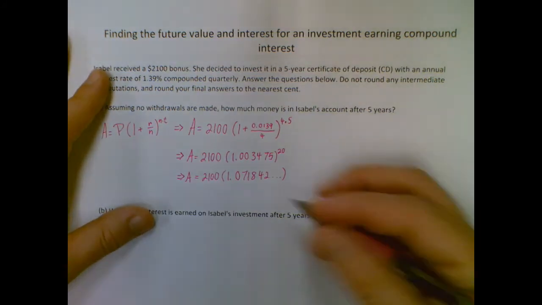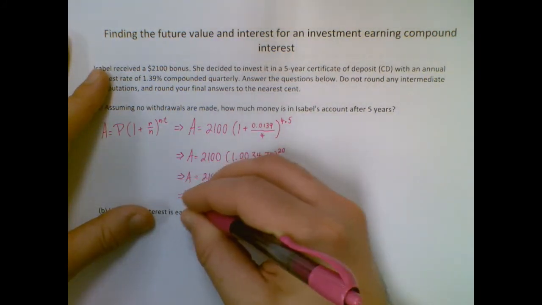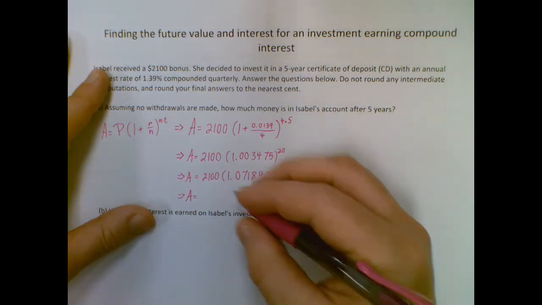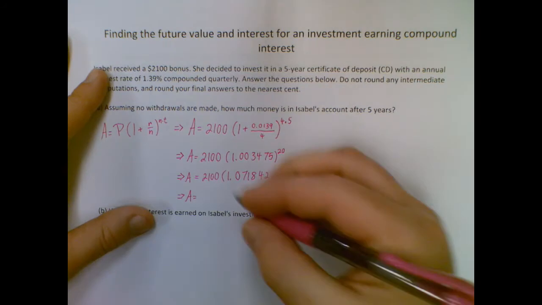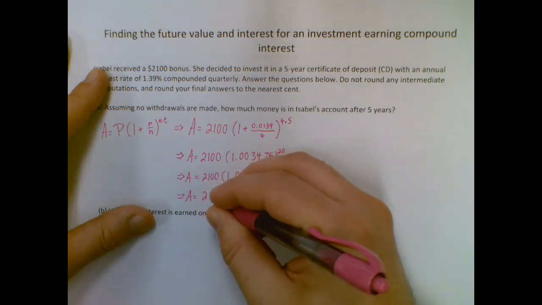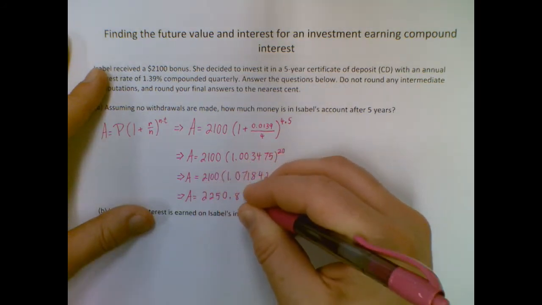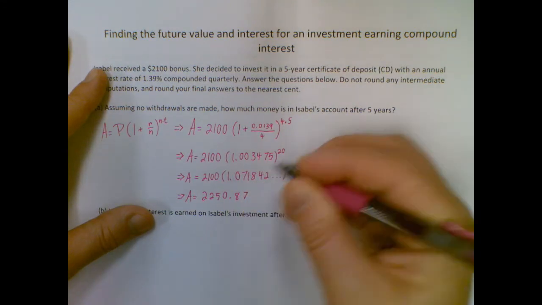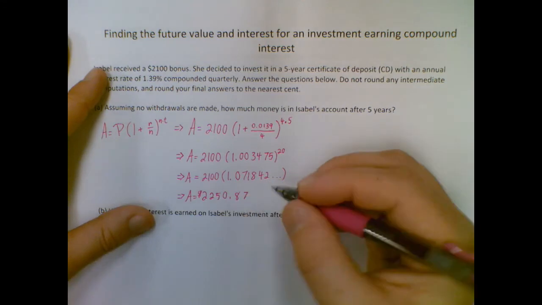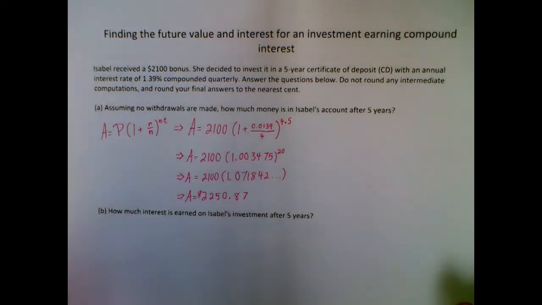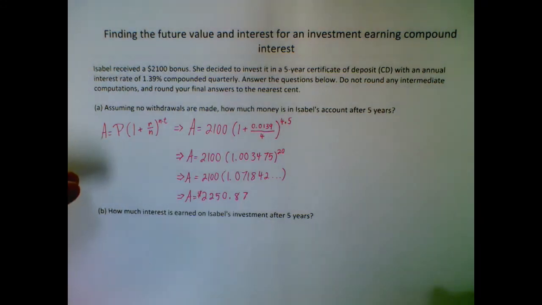All right. But when I do that for my last step, I find out my amount is, and this one you are allowed to round because it's the final step, so round to the nearest cent. So it will be 2250.87. Okay, so $2,250.87 is how much will be in the account after 5 years. Okay, definitely the trickiest part of this one. The last one is pretty straightforward.